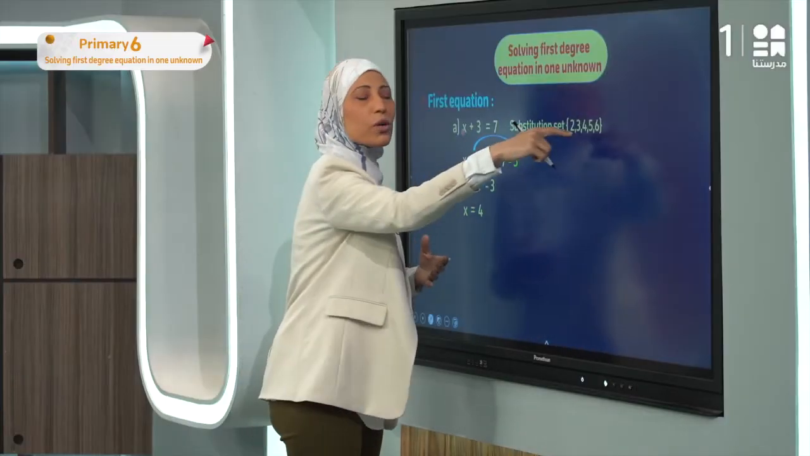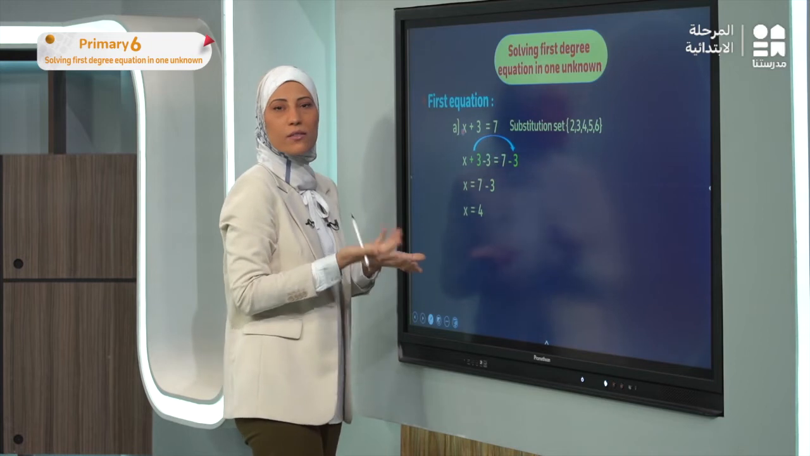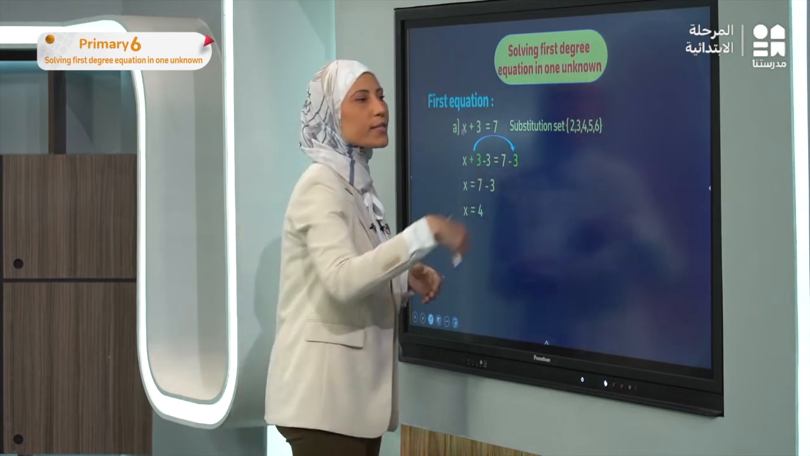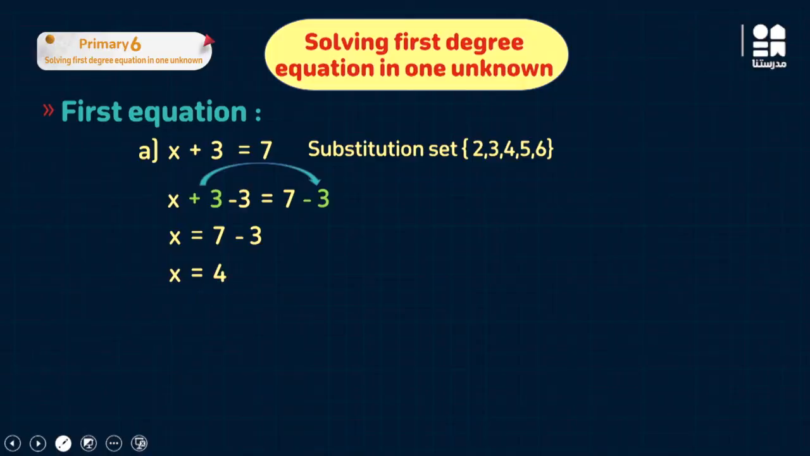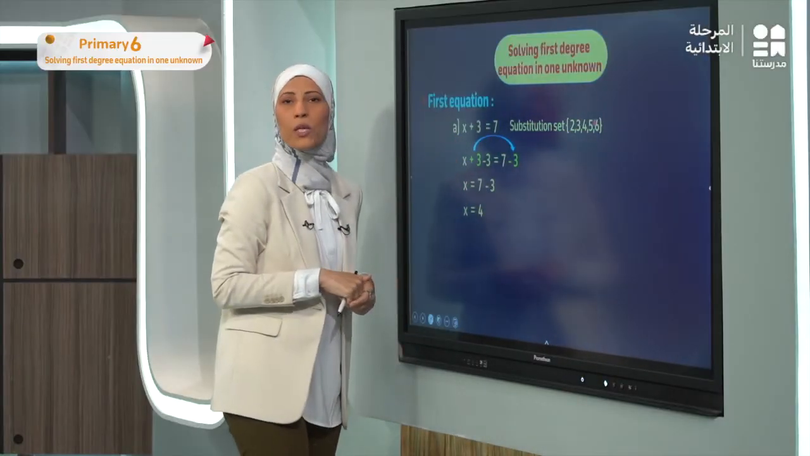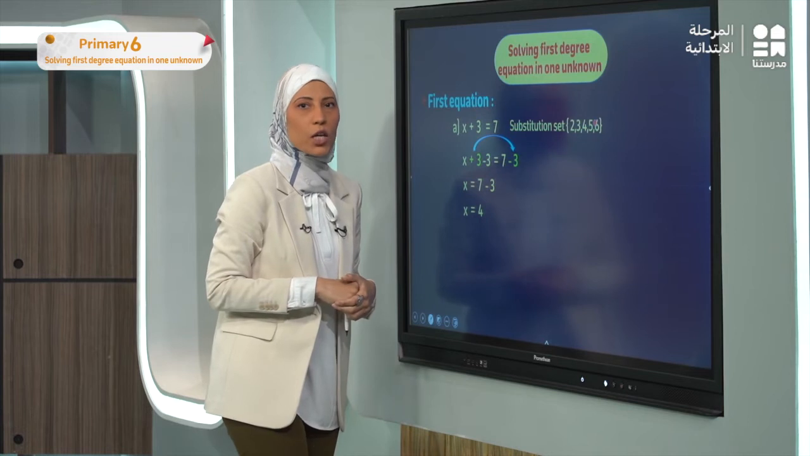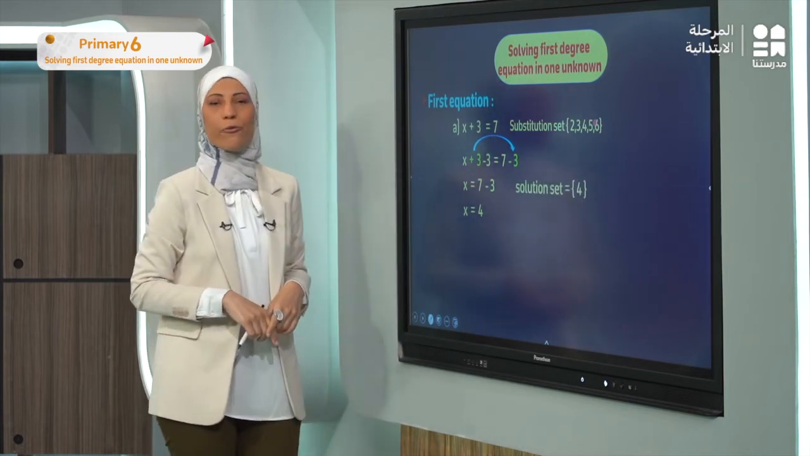So I am going to try the second element, 3. 3 plus 3 gives me 6, not 7. So I cannot use it. 4 plus 3 gives me 7. So the 4 will be the right answer. If I try the 5, 5 plus 3 does not equal 7. Of course, it equals 8. 6 plus 3 equals 9, not 7. So I cannot use the 6 too. So my solution set will be only 4.